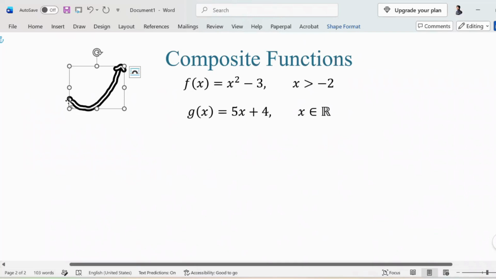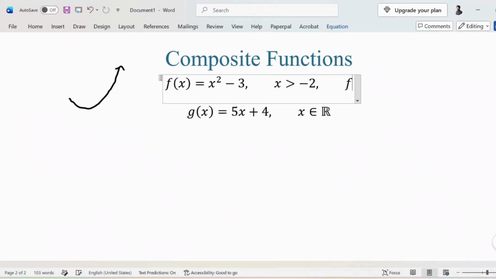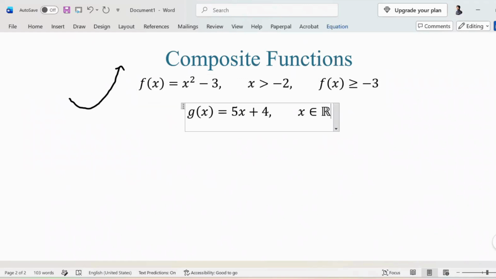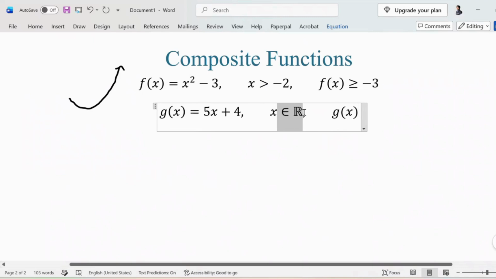Again, at -2, I am neither getting the maximum output nor the minimum output. I'm getting the minimum output at the turning point. So I'll be writing the range as f(x) is greater than or equal to -3. What about the range for the second one? All real numbers. I'll say g(x) is an element of real numbers. Is this clear here? A linear graph, a straight line graph, is clear. We have already done this part.